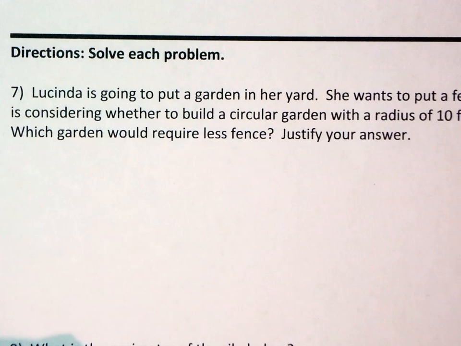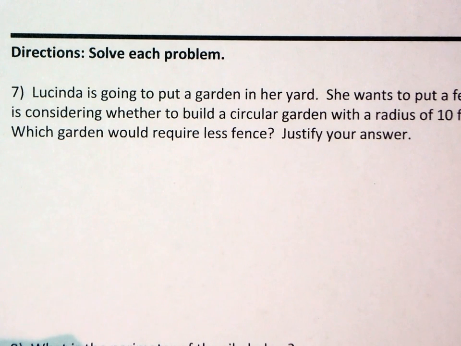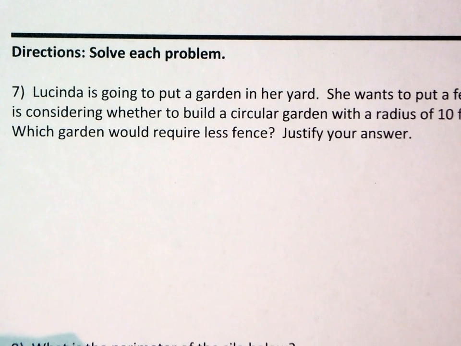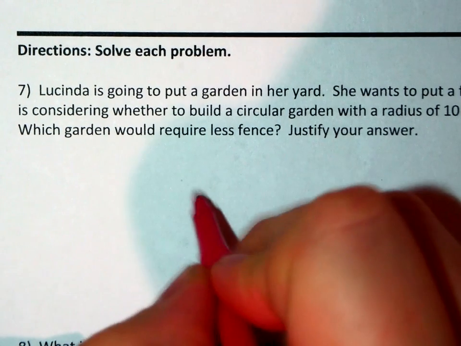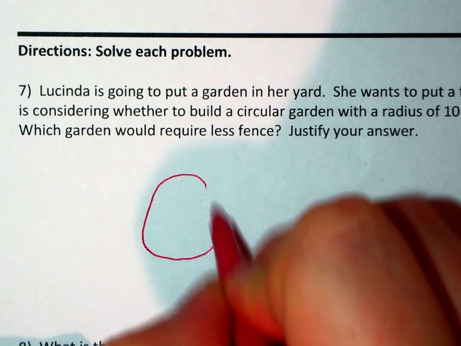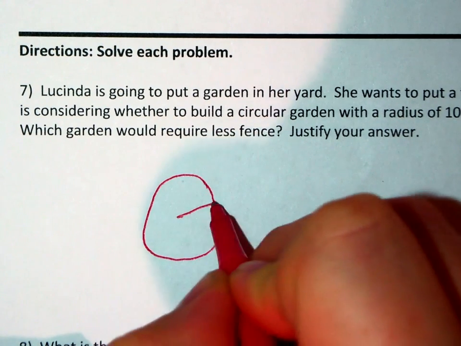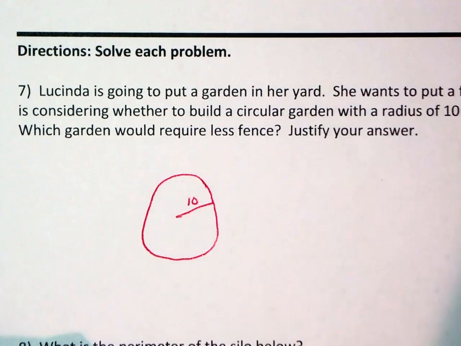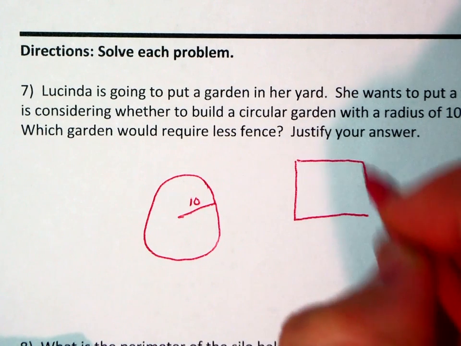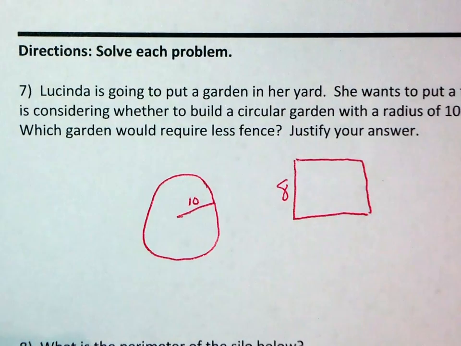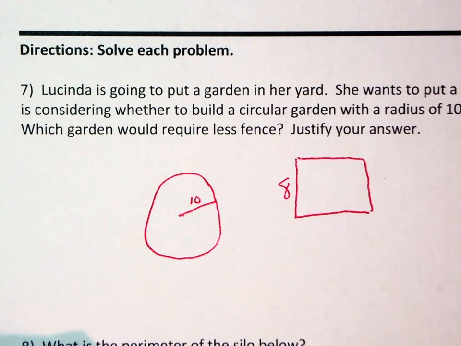Next problem. Lucinda is going to put a garden in her yard. She wants to put a fence along the garden to keep the rabbits out. She's considering whether to build a circular garden with a radius of 10, so it would make sense for me to draw a circular garden and remind myself that it has a radius of 10, or a square garden with an edge of 8 feet. Which garden would require less fence?